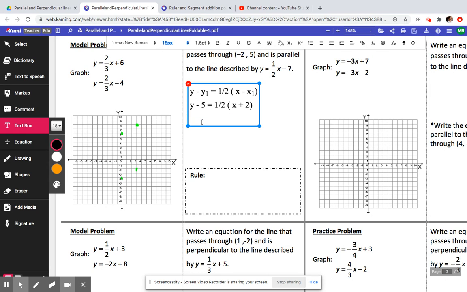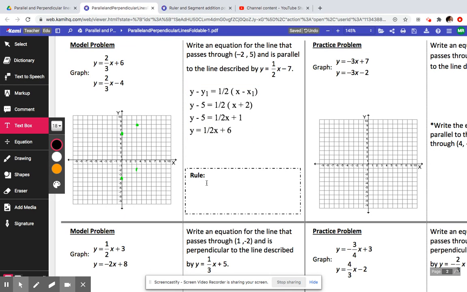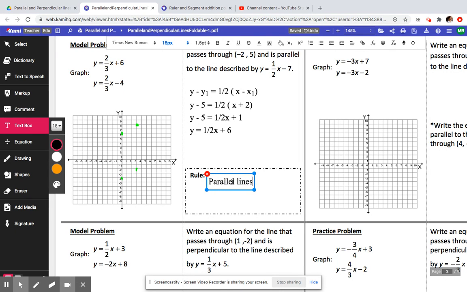We can go ahead and solve. Distribute that 1/2 in, so you'll be left with y minus 5 equals 1/2 x plus 1. Then you can do our solving linear equations, and you'll be left with y equals 1/2 x plus 6. We know it's parallel because our slopes are the exact same and we have different y-intercepts. So our rule for parallel lines is that parallel lines have the same slope. If you have any questions with that, please let me know. That's the biggest thing I need to teach you today about parallel lines.